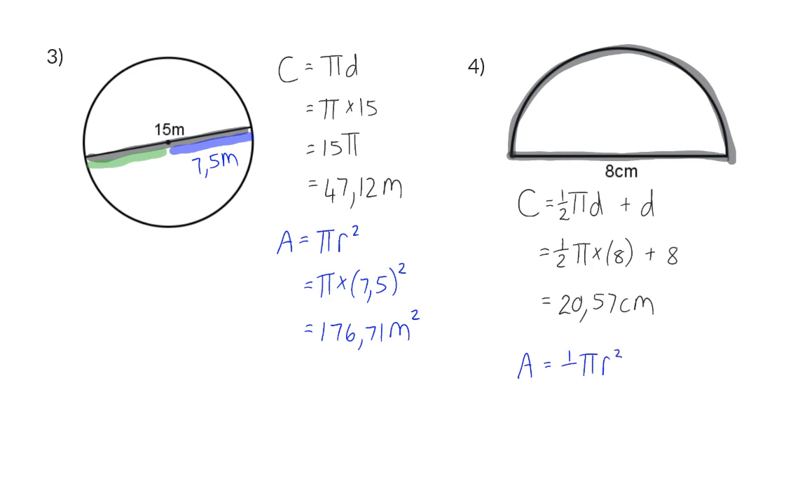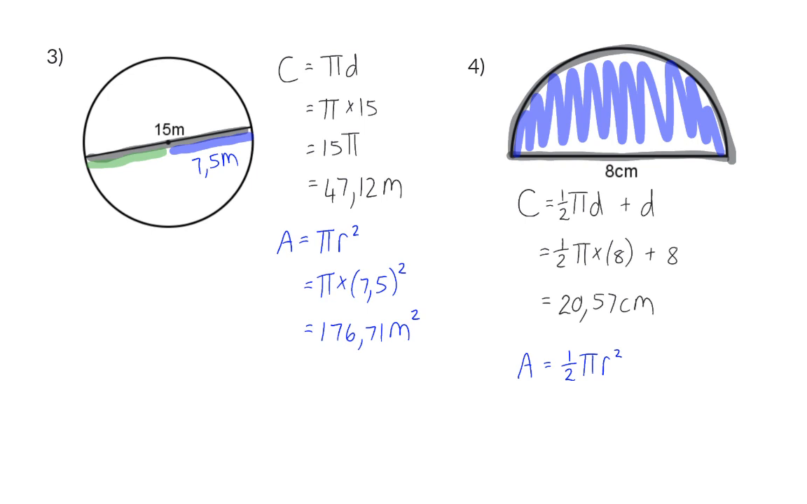Moving on to the area of this semicircle, we once again start with our full circle formula, pi times radius squared, and multiply by a half. The area is the inside of this semicircle, therefore we do not need to add anything else to the formula. So now we have a half times pi times the radius, and remember that is half of the diameter, so that will be 4 squared. The area in this case will then be 25,13 centimeters squared. In the next video, we're going to have a look at shapes that consist of combinations of the square, rectangle, triangle, and circle.